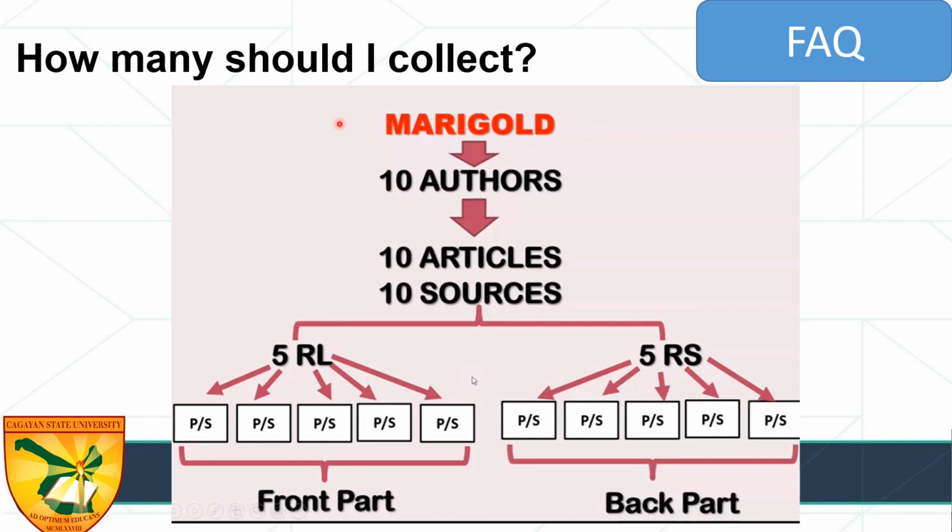So a frequently asked question in selecting your literature references, how many should I collect? For example, the variable here is your Marigold. So you select or collect 10 authors relating to Marigold and then read 10 articles and 10 sources. 10 articles, that means you have 5 related literature and 5 related studies. So remember that most of us only use related literatures, those that are published. But actually, those that help me a lot when I'm writing the research studies is the related studies, the unpublished ones. Thesis, dissertations similar to my study.